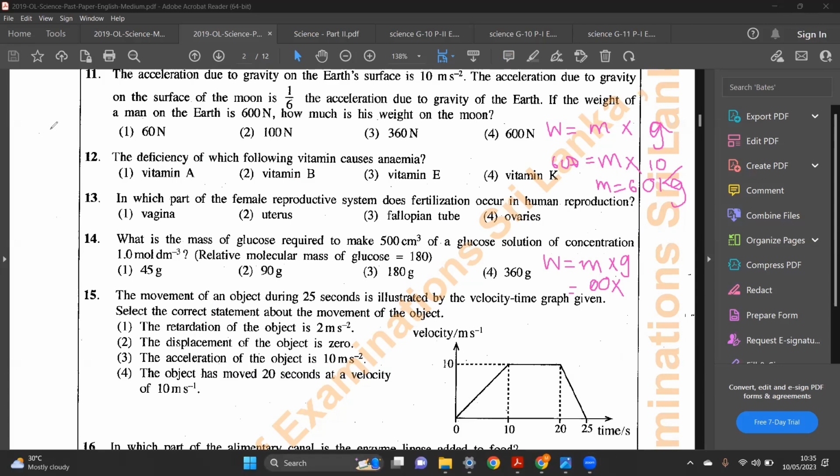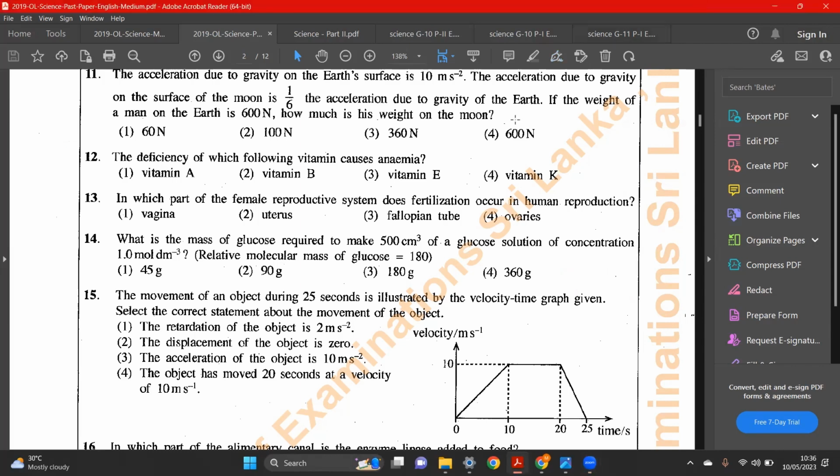So if Earth is 10, on the moon it's 10/6. 1/6 of that. Okay. You can do it like this also, 1/6 of the Earth. So if you were to continue this calculation, you would get 100. All right, so this is the weight of a person on the moon, 100 Newton. So that's option number 2.